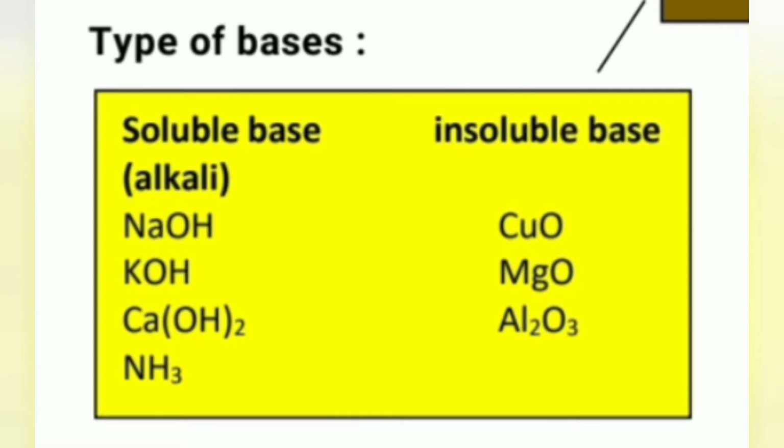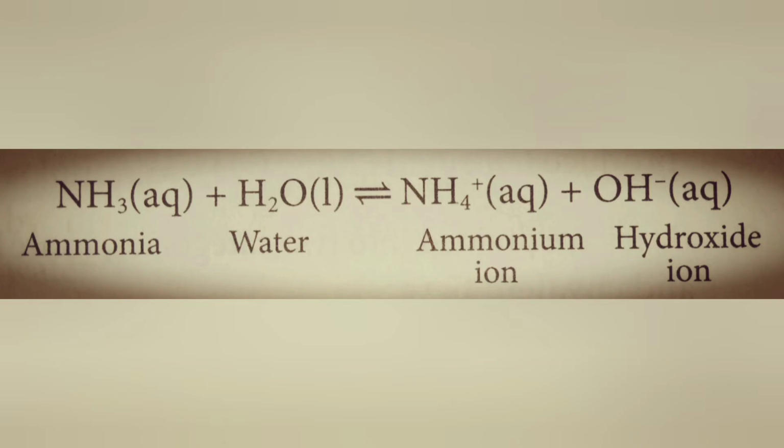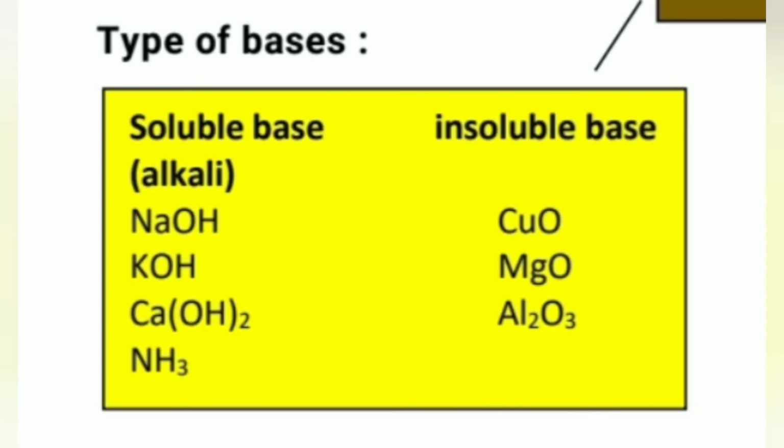The most common covalent base is ammonia. Ammonia solution is obtained by dissolving pure ammonia gas in water. When ammonia gas dissolves in water, it reacts with water to produce hydroxide ion. An alkali is a base that is soluble in water and ionizes to produce hydroxide ion. According to this definition, ammonia can be classified as an alkali.